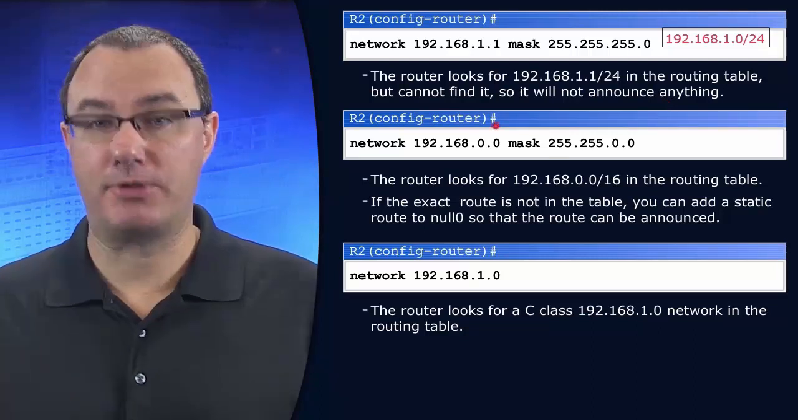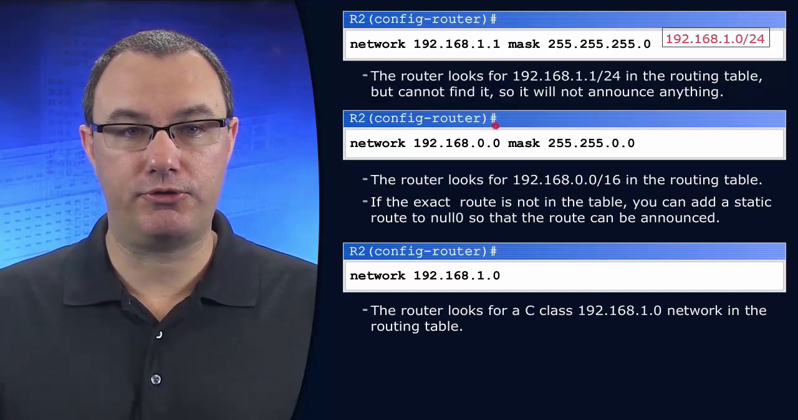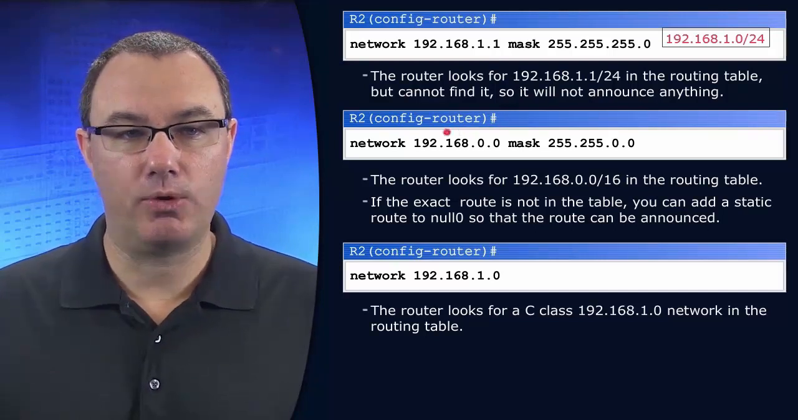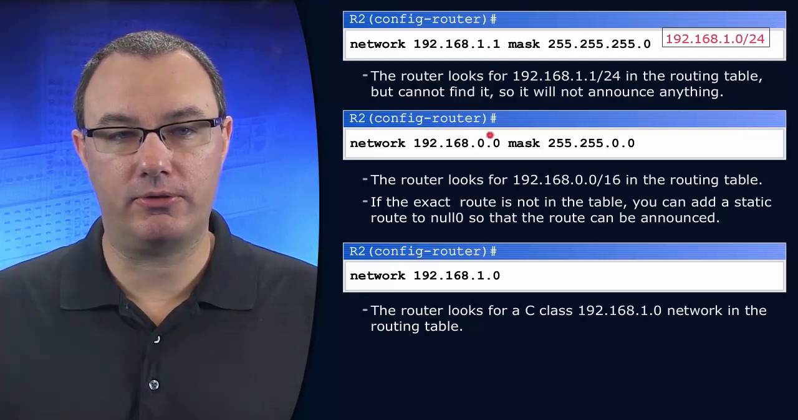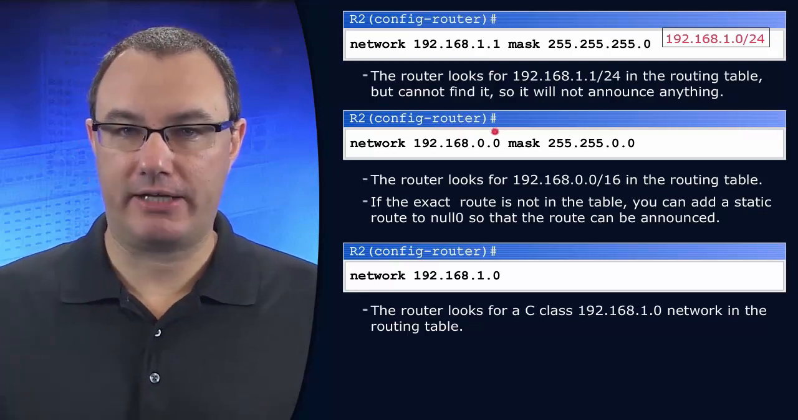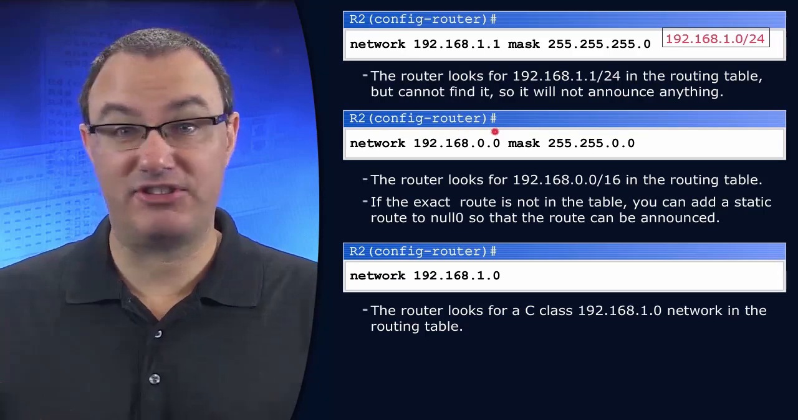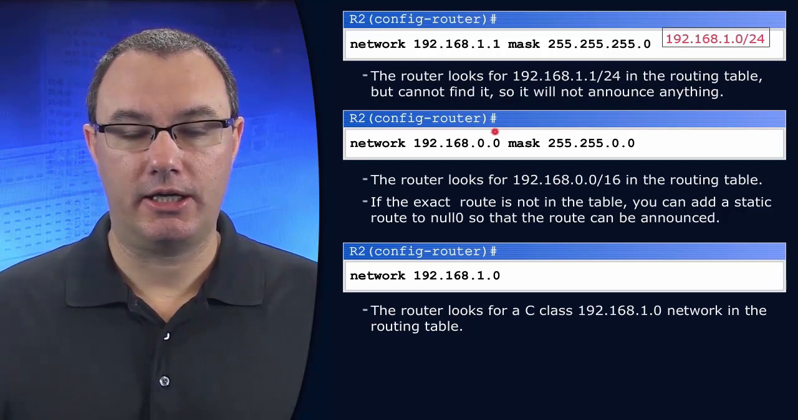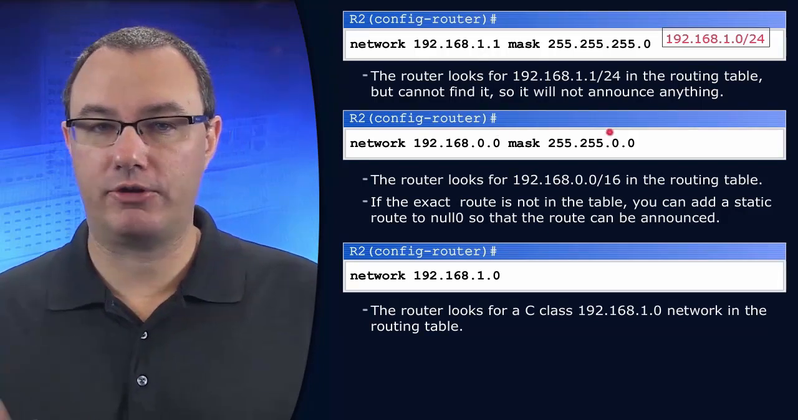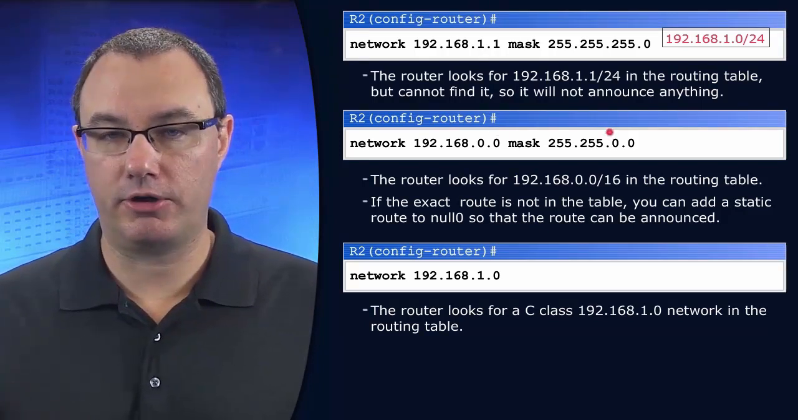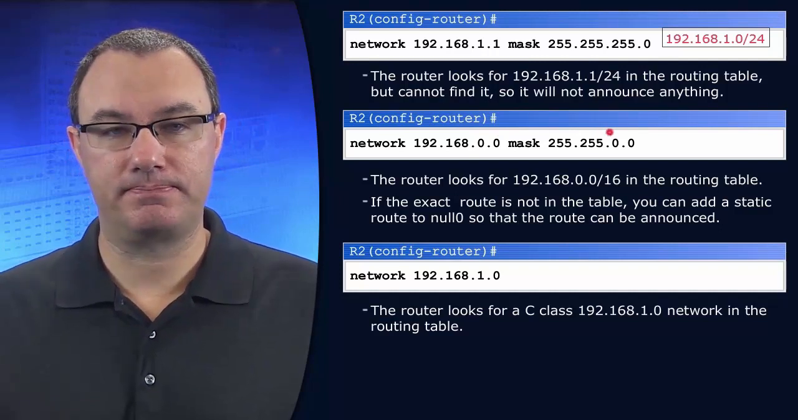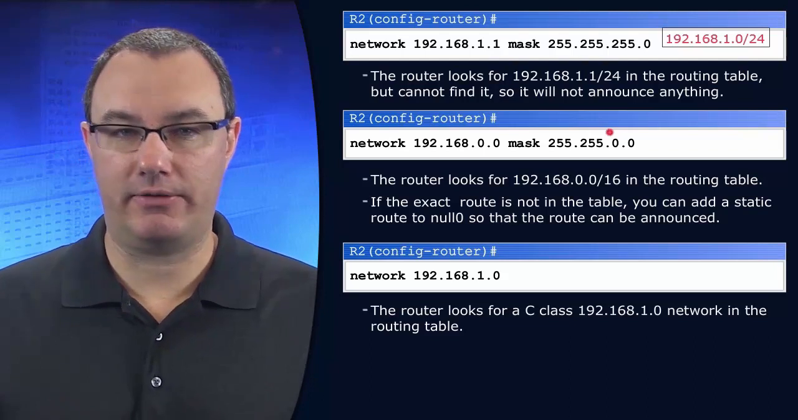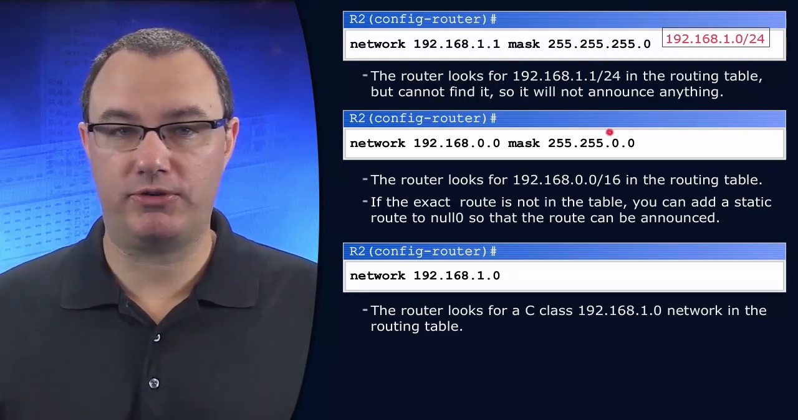Another option at your disposal is to force the issue. Take a look at this. Network 192.168.0.0. Now, what class of address is this? That's a class C address, and so you would expect a 24-bit mask. And we're putting in a mask argument that is a 16-bit mask. So it's not likely that we're going to own that route natively. But what we could do is this.